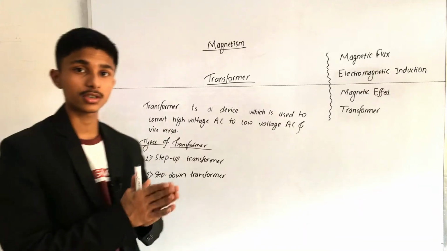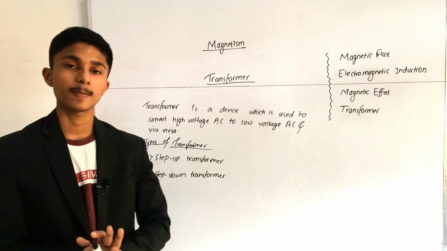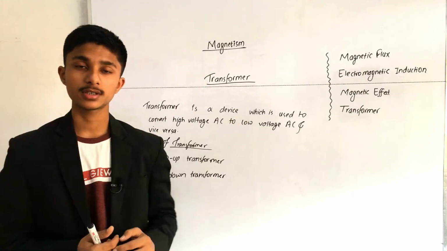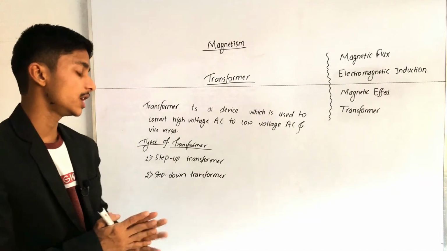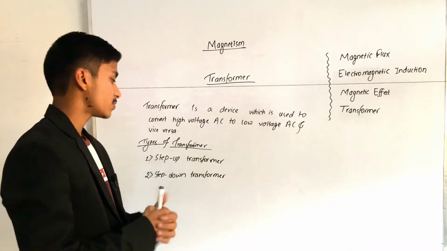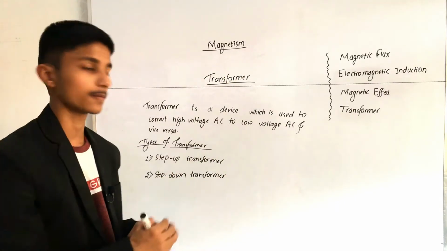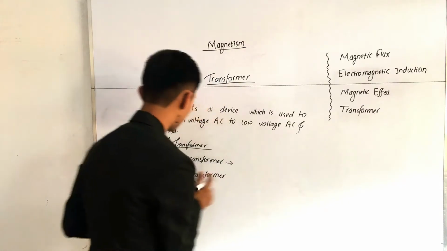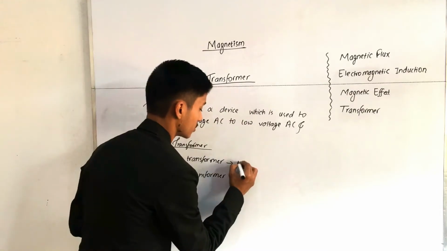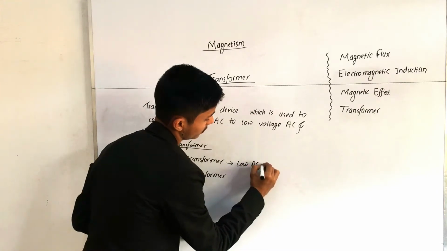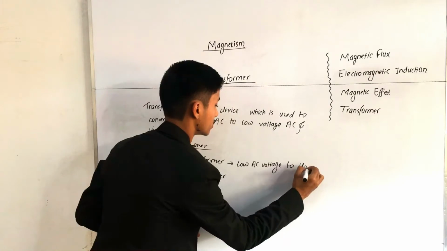When the electricity is generated at the power station, then there is low potential difference. Okay, and to increase this potential difference, step up transformer is used. What do you know from here? It means step up transformer converts low AC voltage to high AC voltage, low to high. It is the type of transformer that converts low AC voltage to high AC voltage.